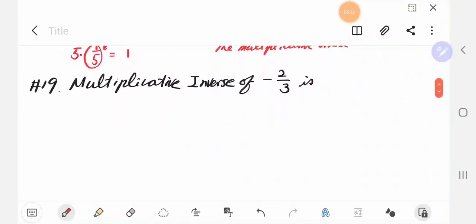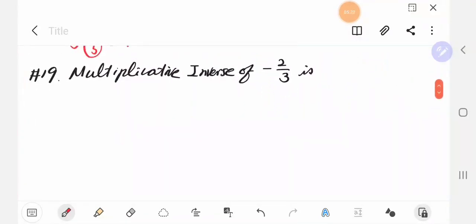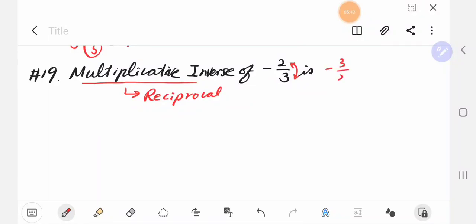Okay, the multiplicative inverse of negative 2/3. So the multiplicative inverse is the reciprocal. This means find the reciprocal. The reciprocal is to interchange the numerator and denominator, and the negative sign stays the same. So negative 3 over 2.